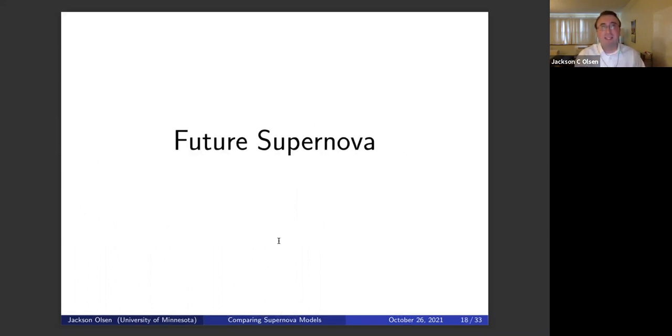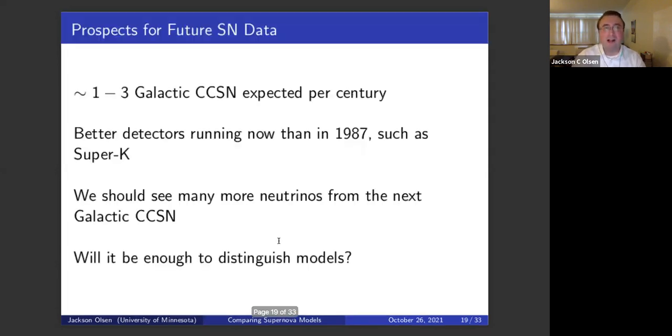So we talked about the past data, but I think this naturally leads to another question, which is, well, we expect something on the order of 1 to 3 galactic supernovas per century, and we have better detectors running now than we did in 1987. So we should see many more neutrinos from the next galactic supernova. And well, would that be enough to be able to distinguish between these models, this data from this next supernova?